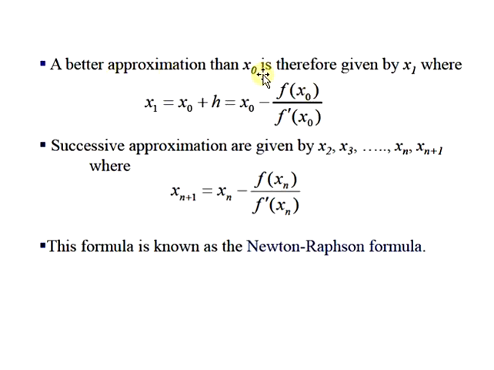So this is a better approximation of x0, which is x1, equal to x0 plus h, which is x0 minus f(x0) by f'(x0). So this is the better approximation. Then you need to calculate higher order values, that is x2, which is x1 plus h, and x3, xn, and so on, and finally xn+1. So in general we can write xn+1 is equal to xn minus f(xn) by f'(xn). This formula will be used for solving the nonlinear equation using the Newton-Raphson method.